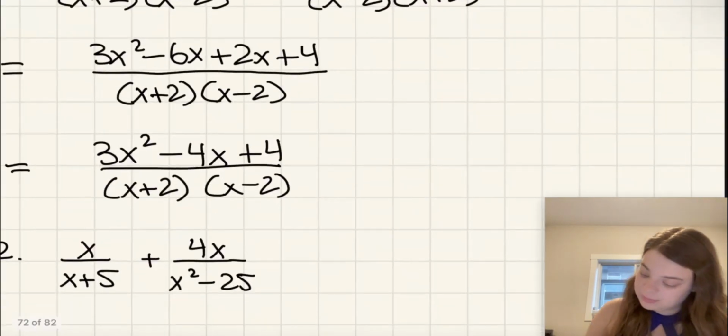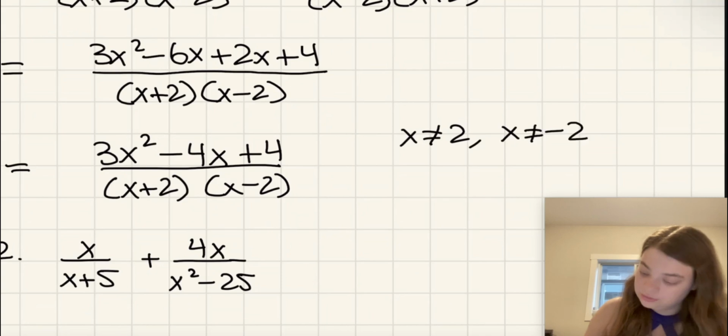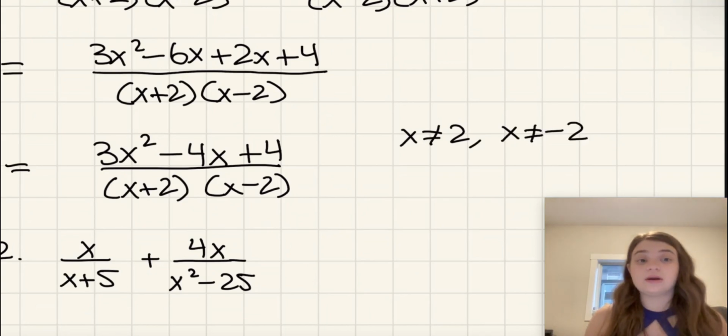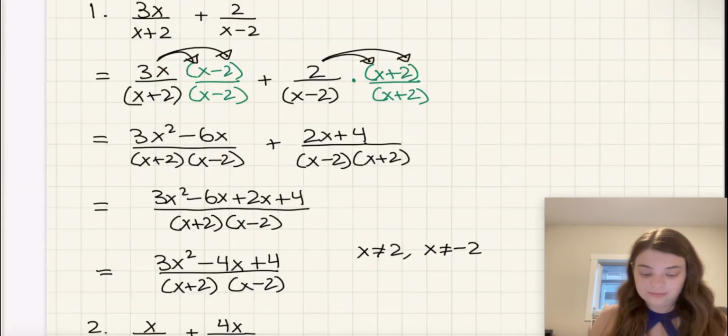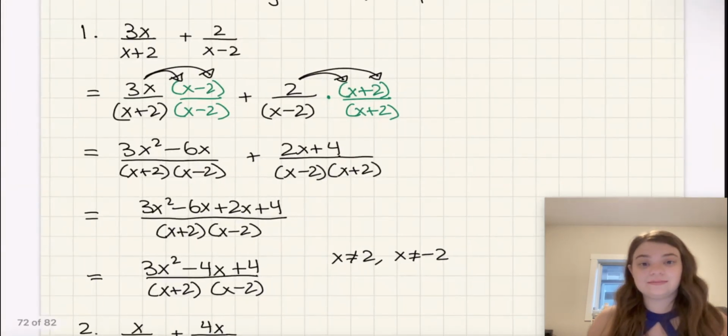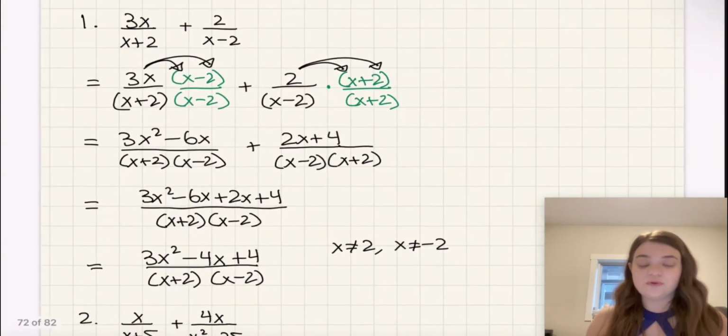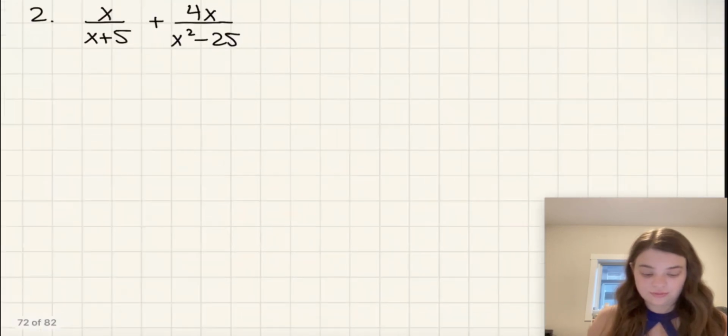Now the restrictions would be that x cannot equal 2 and x cannot equal negative 2, because if x is either 2 or negative 2, then we end up with a 0 in the denominator, and we can't have that. Okay, let's move on to the second example right over here.